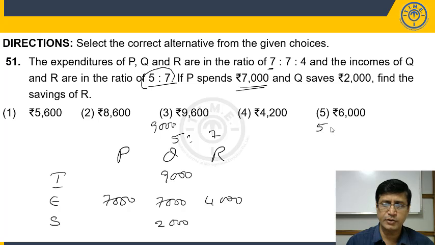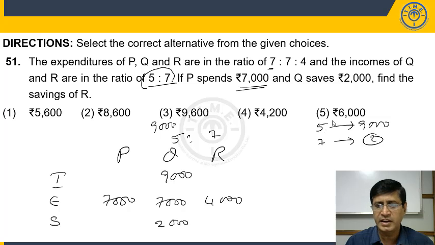5 parts is equal to 9,000. Then find out what to find: the savings of R. Savings of R means just find out the income of R. Income of R means 7 parts is equal to question mark. So how many times of 5 is equal to 90? It is 18 times. Of course, zeros are common here, so 1800 times. So what is 7 into 18?